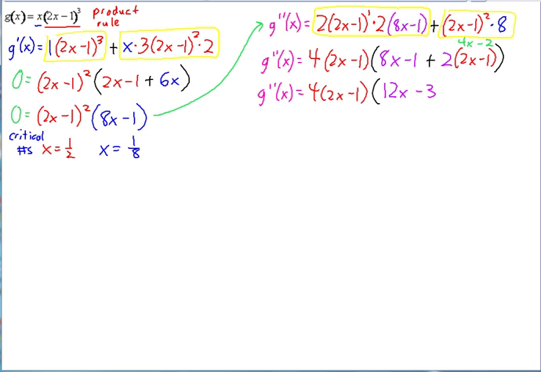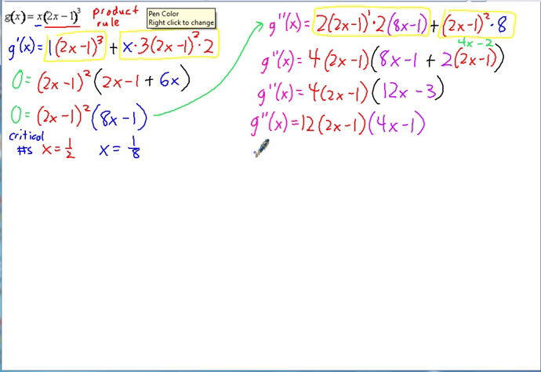And if you want to make it even simpler, now notice you can actually factor out 3 out of that, times the 4 that's already out there. It would be 12 times 2x minus 1. And after you factor out the 3, all that's left is 4x minus 1. Now it'll be easier to tell if each of these values is positive or negative.